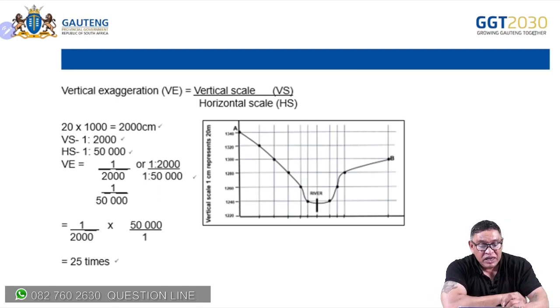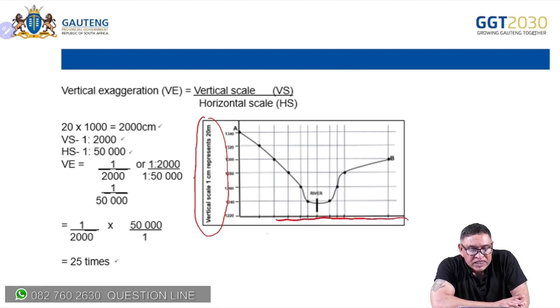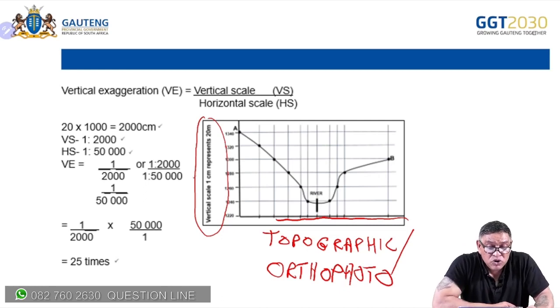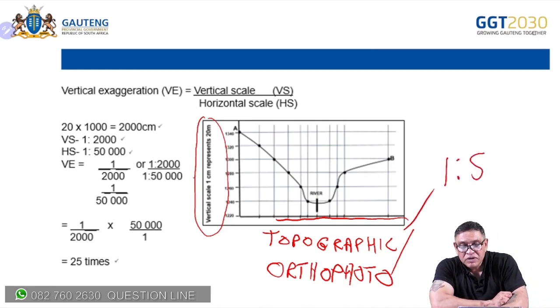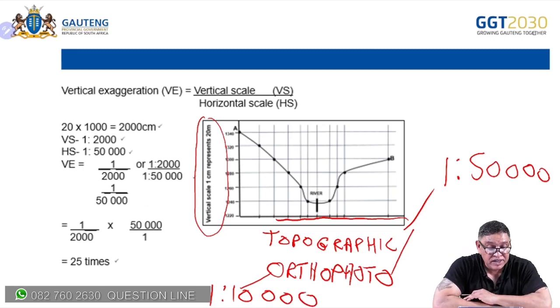Now, if you look at the vertical scale, it says 1 centimeter represents 20 meters. The scale of the cross-section can be from the topographic map or the orthophoto, which you need to be careful about. You need to look at which map you are using. If it's a topographic map, the scale will be 1:50,000. If it's the orthophoto map, it's 1:10,000. So there's a difference. In this case, it's a topographic map.